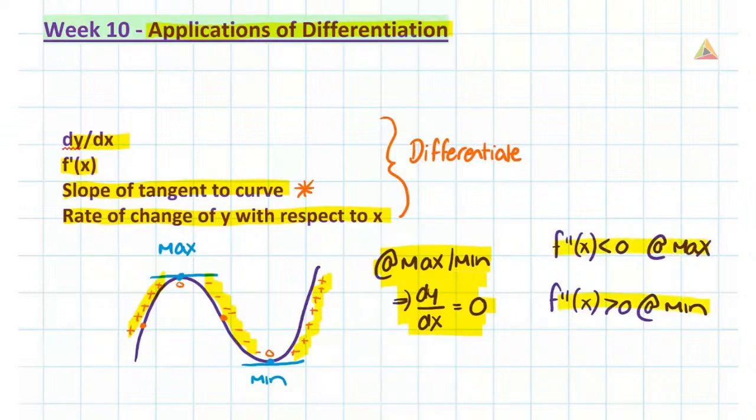So those 2 things. At the max and the min, the first derivative is 0. And at a max, your second derivative is negative. At a min, your second derivative is positive. So these over here that we've just written, that's like our test or our check to check whether it's a max or a minimum point we're talking about.